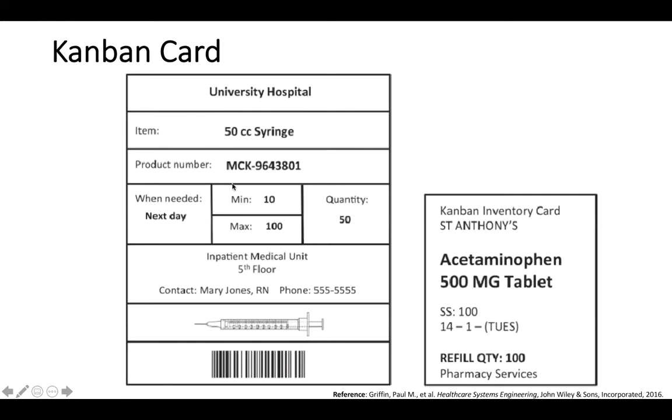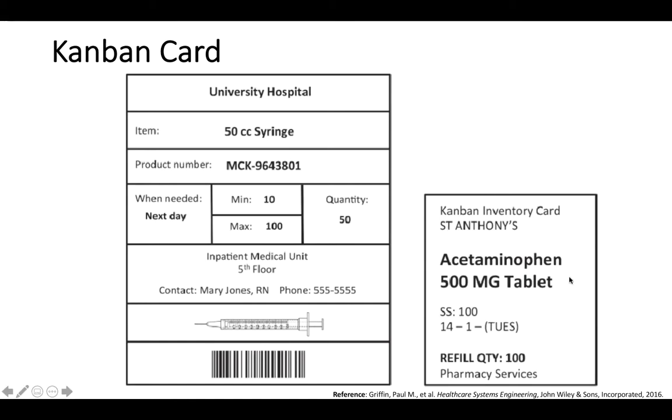For example, for this one, this is a 50cc syringe, and at this hospital, University Hospital, this is the part number, and we need that. So when we show this Kanban card to our supply room, they see that this item is needed next day. How many of them do we need? 50 of them. Where is the location where this item is needed, and who is the contact person if we need to contact them? And also here is a picture of the item to make sure that there's no confusion.